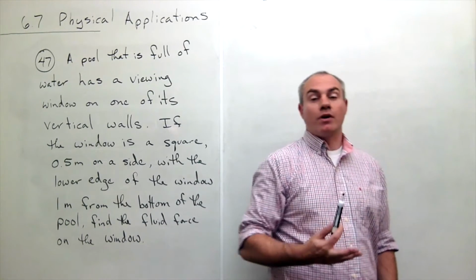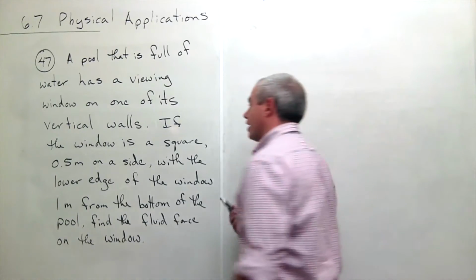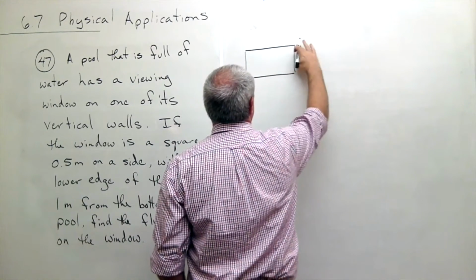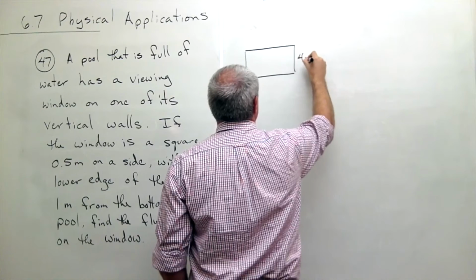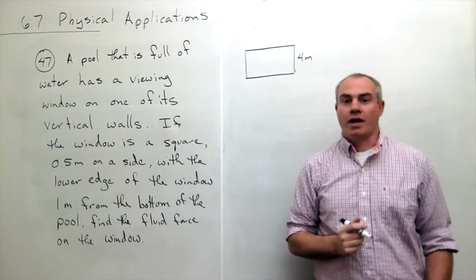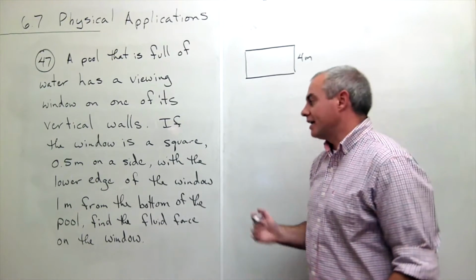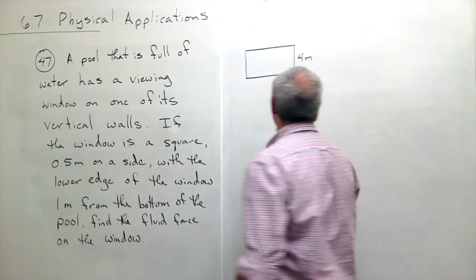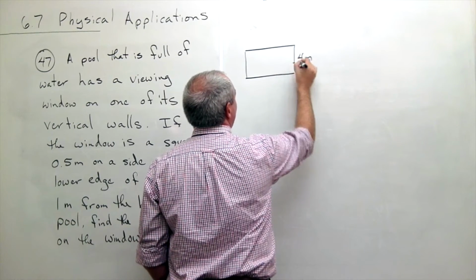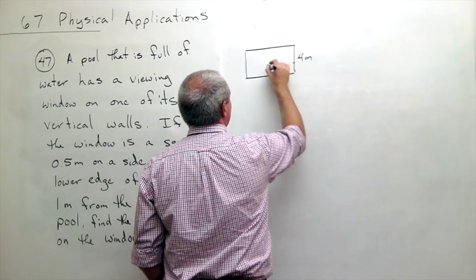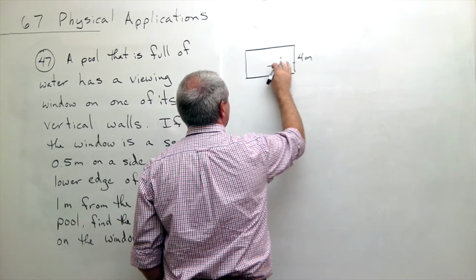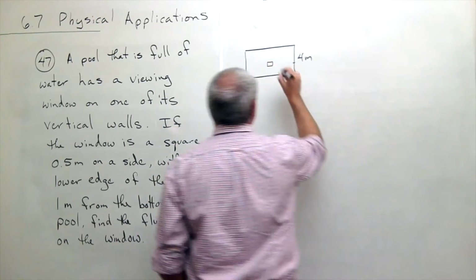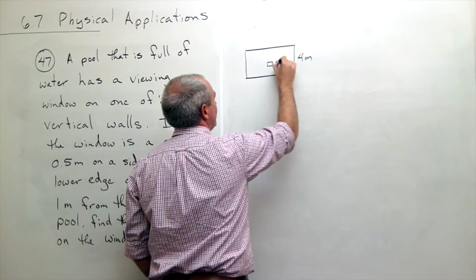So the very first thing that I want to do is draw a picture of this situation. We have a side of a pool, and the side of this pool is 4 meters deep. Then we have this window that's a square sitting 1 meter up from the bottom of the pool. So about a fourth of the way up, we have this little window, and that window is 0.5 meters on each side.